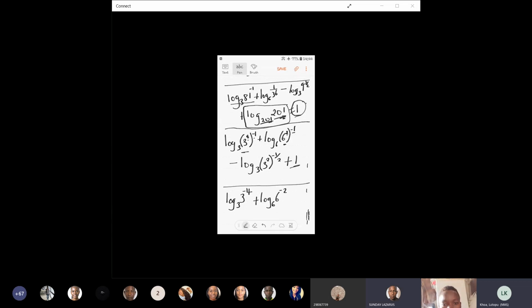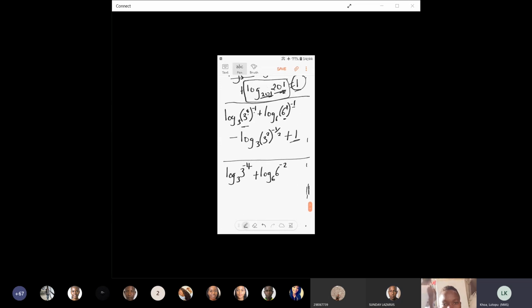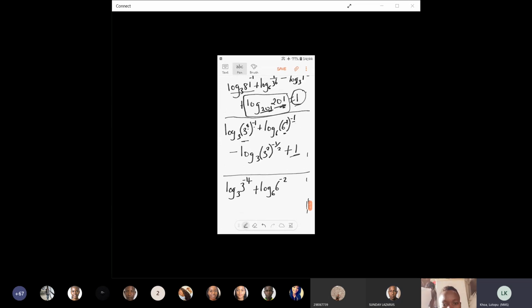Okay, awesome. Then the third one, this minus, and then over here 2 times minus half, that is minus 1. So maybe let me put the minus here. So this is minus log base 3, and then I have 3 to the power of minus 1. So the 2 times the minus half, and then this 1 over there.